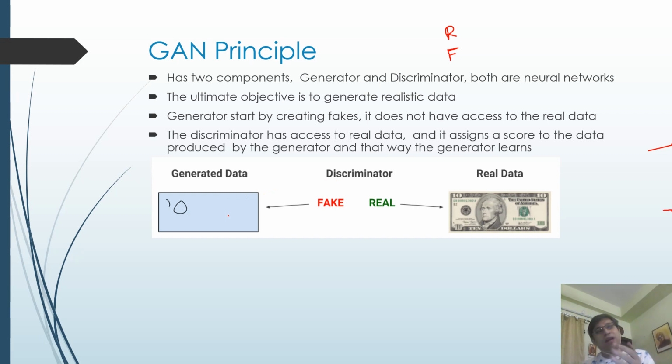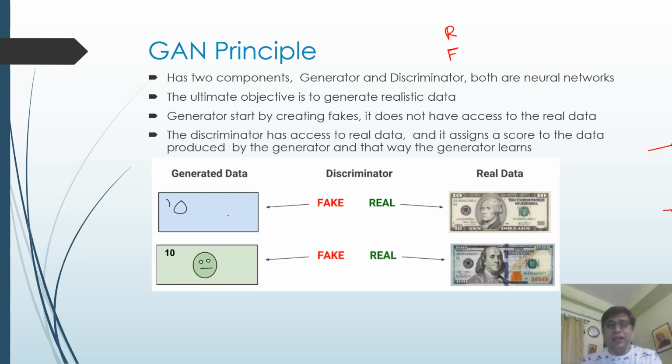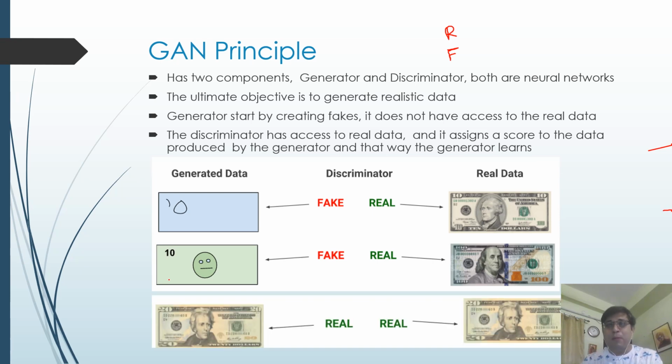So the generator tries to generate something very random at the start, and gradually it may realize that, okay, there is a face somewhere here and there are some numbers, but it is still a fake, not close to the real data. But once it goes through many rounds, it is expected to come up with very realistic samples that are generated by the generator.